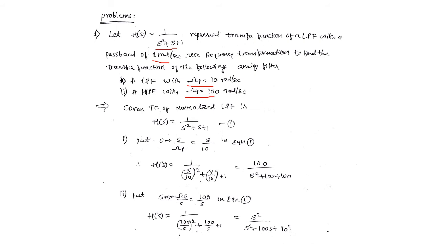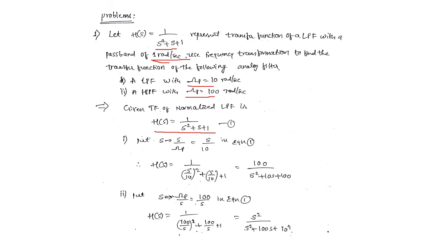See, in this problem, transfer function is given. Transfer function of normalized low pass filter is given, that is h of s equal to 1 upon s square plus s plus 1. In this case, the passband frequency considered is 1 radians per second. Now we are supposed to design a low pass filter which is having the passband frequency as 10 radians per second. So use that frequency transformation table. So this is low pass to low pass transformation.